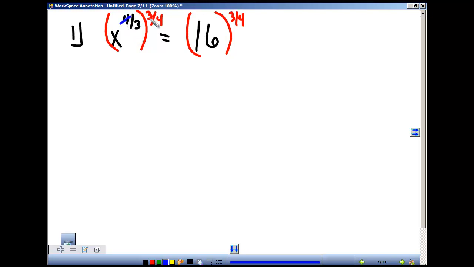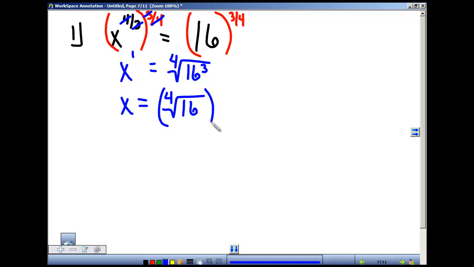When I do this, the 4's will reduce, the 3's will reduce. On the left side, just leave an x to the first power. On the right hand side, we have the 4th root of 16 to the 3rd power. From Unit 15, break the 4th root of 16 and bring the power of 3 to the outside. The 4th root of 16 is 2, and 2 to the 3rd power is 8.